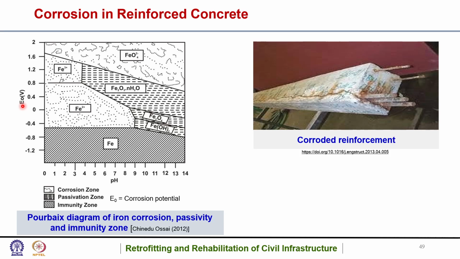So E naught value basically represents the corrosion potential. So the Fe2+, which is basically the main agent, the main radical which results into corrosion. So it has a corrosion potential between minus 0.4 to 0.8 volt. And if you see here, this is basically the corrosion zone. So the zone occurs for a pH less than 9, above that there is no issue.